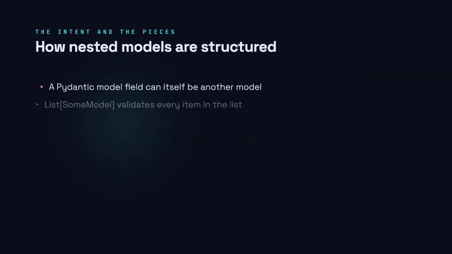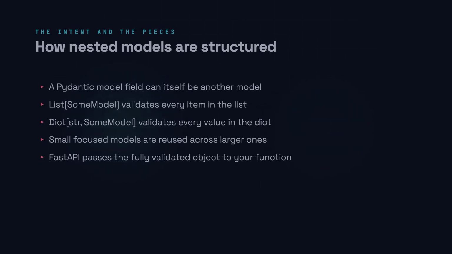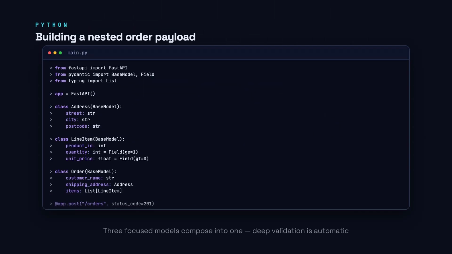Pydantic lets any field's type be another Pydantic model class. You define a small model for an address, another for a line item, and then reference those types as fields inside your order model. You can also annotate a field as a list or a dictionary of models. Pydantic will iterate over every element and validate each one against the inner model's rules, reporting precise errors for exactly the field that failed.